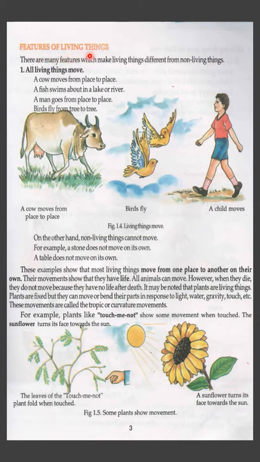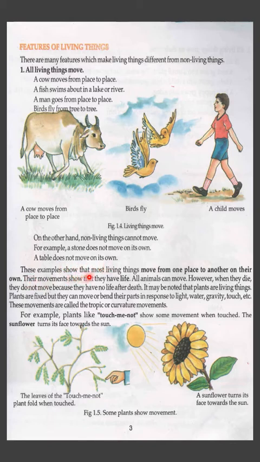Features of living things. There are many features which make living things different from non-living things. All living things move. A cow moves from place to place. A fish swims about in a lake or river. A man goes from place to place. Birds fly from tree to tree. On the other hand, non-living things cannot move. For example, a stone does not move on its own. A table does not move on its own.